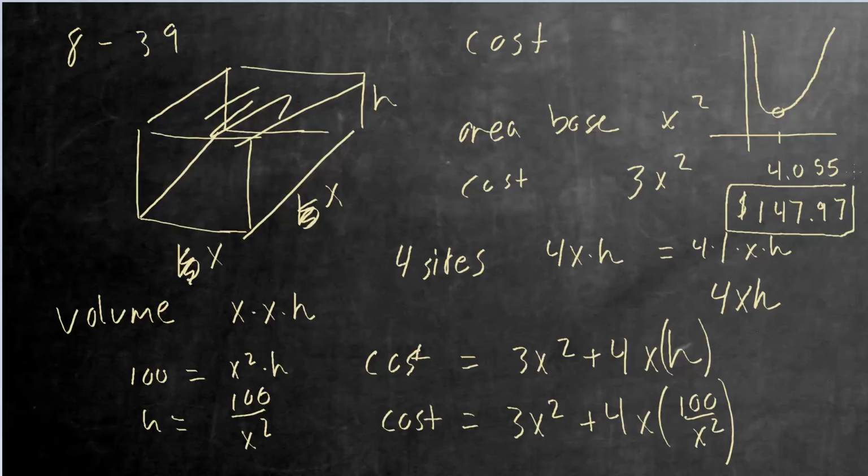And the question is asking to find the minimum cost. So $147.97. Good problem, reviewing kind of our chapter 7 optimization type stuff.